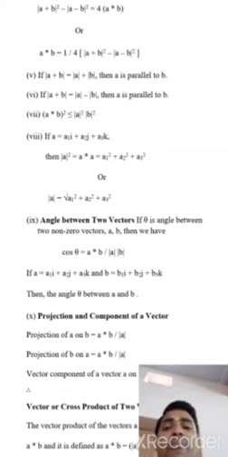Okay. Now next, if vector A equals a1 i plus a2 j plus a3 k, then magnitude of A squared equals A·A equals a1 squared plus a2 squared plus a3 squared, or magnitude of A equals the square root of a1 squared plus a2 squared plus a3 squared.